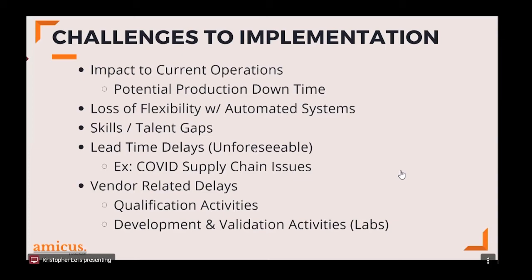And you could very easily be in a situation, and sometimes it's unforeseeable, where everything's ready to go. You've made all the investments, you have all the automation, you have all the people, but you just can't get the supplies. And those things happen, unfortunately. And then any vendor related delays, right? You've got to qualify your vendors in a GMP facility. Maybe you're going to bring a new product online, and there are delays from your contract lab in validating that product.